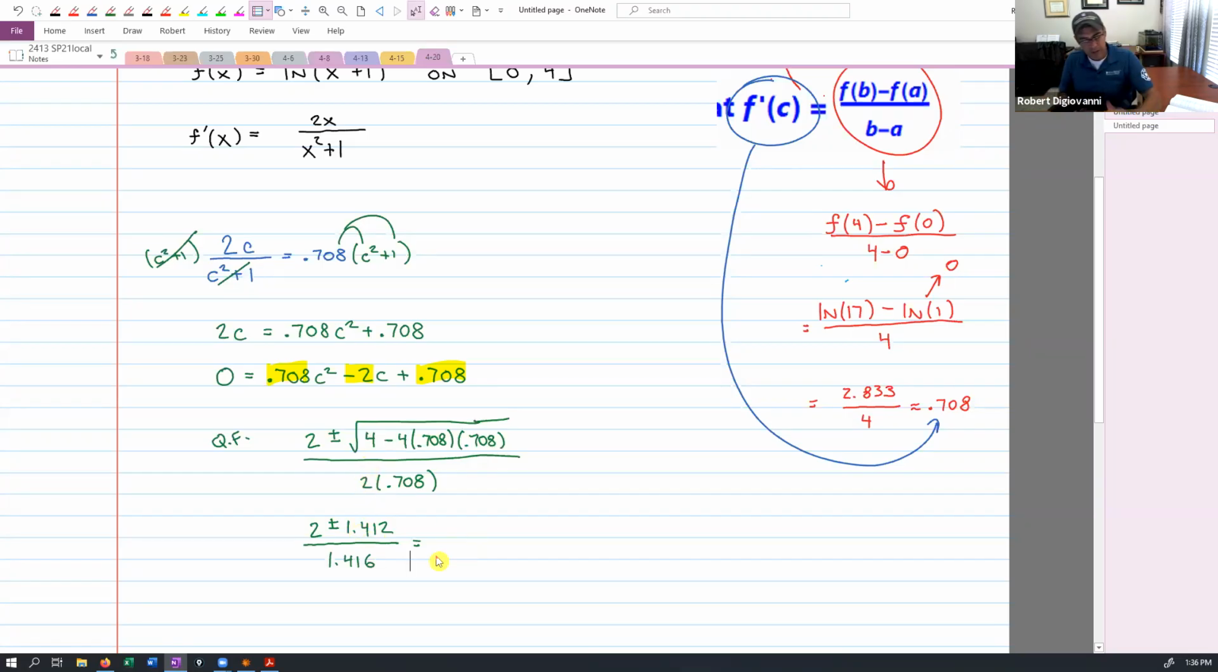I'm going to have two different answers. And one of these answers better be inside the interval 0 to 4. I might have more than one answer in the interval, but we're about to find out. So I'll do the plus and the minus.